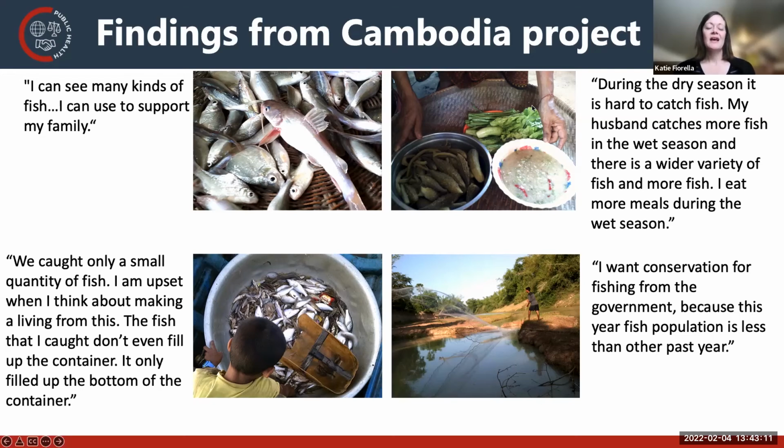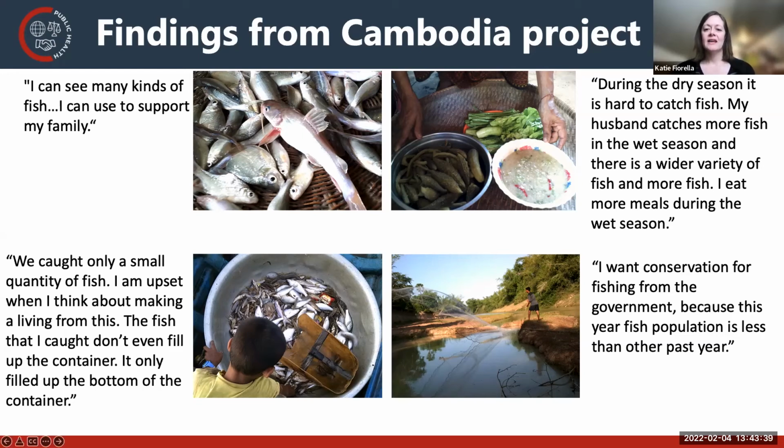And then in the upper right, I think building from that, we also really heard from people that catch determines meals and income. And there's a real juxtaposition of what the environment provides and the challenges that people face in maintaining that. And so the participant that was sharing this photograph said, during the dry season, it's hard to catch fish. My husband catches more fish in the wet season, and there's a wider variety of fish and more fish. I eat more meals during the wet season. So really highlighting the seasonal difference and the environmental drivers here.